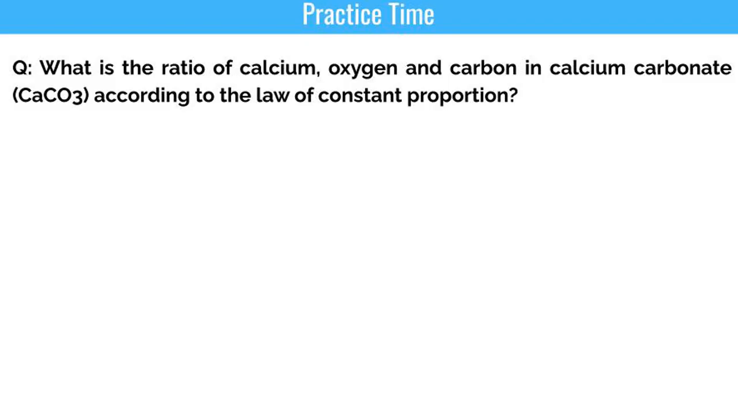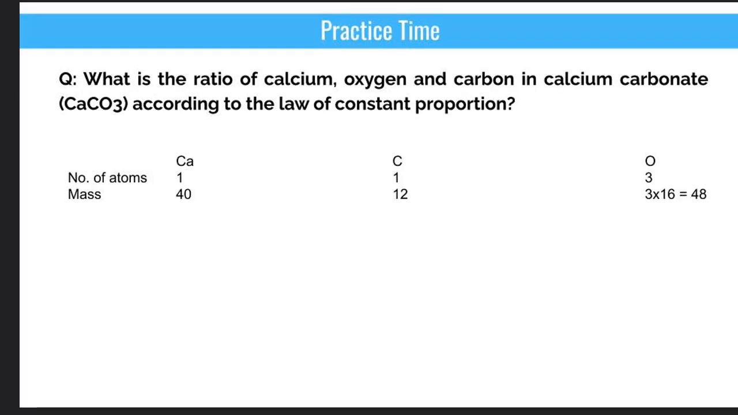Now let's do some practice. What is the ratio of calcium, oxygen, and carbon in calcium carbonate, according to the law of constant proportion? Here we will make a table with 3 columns and 2 rows. The first row shows the number of atoms in the formula. The second row shows the atomic masses of the elements in the formula.